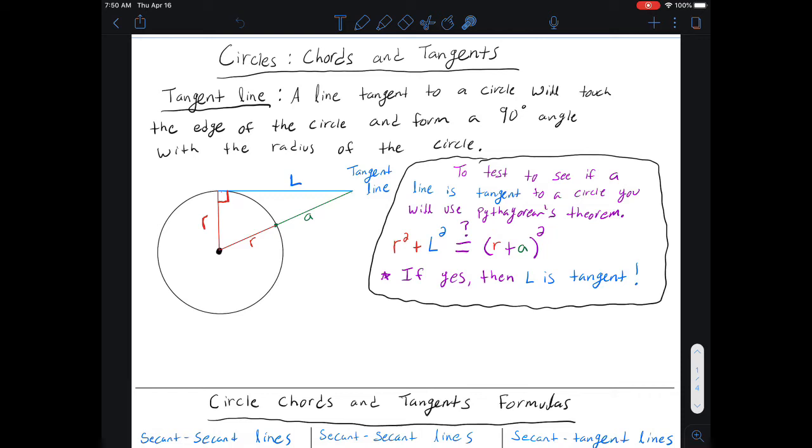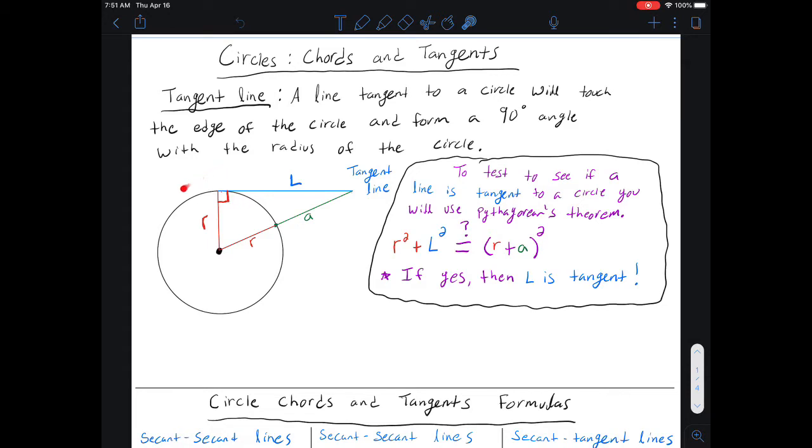Okay, in this video we're going to look at some line segments and circle geometry, and we're going to focus on tangents and chords. To start with, a tangent line is a line that touches the edge of the circle and is perpendicular to the radius line. So if we have the length of a tangent line and know the length of a radius, we can perform a test to see if a line is tangent to a circle or not by using Pythagorean's theorem.